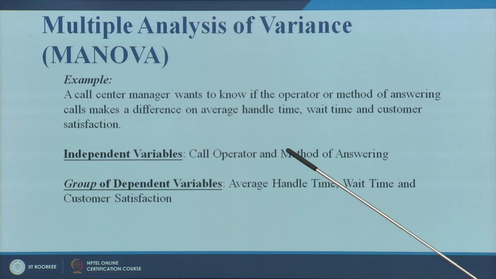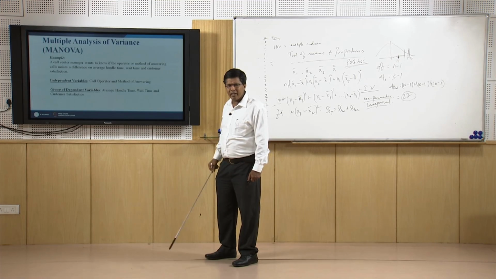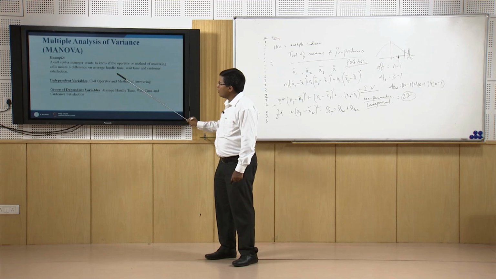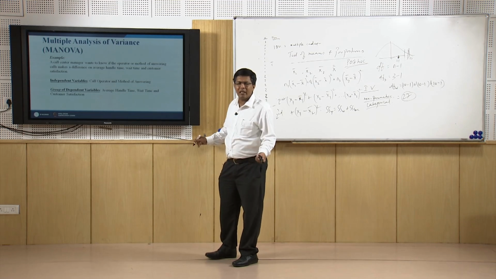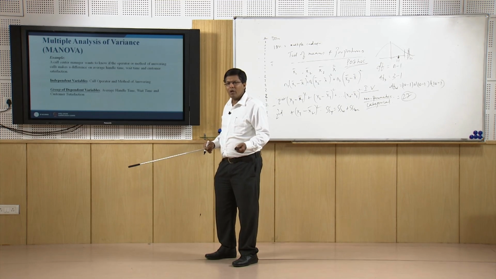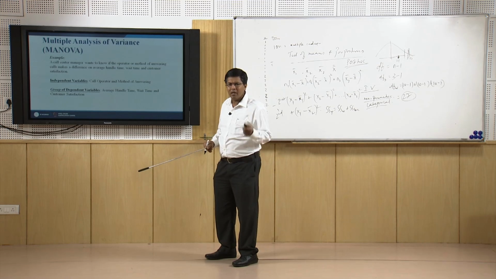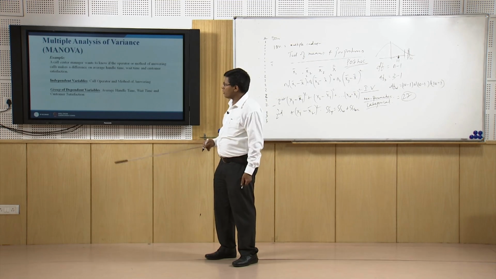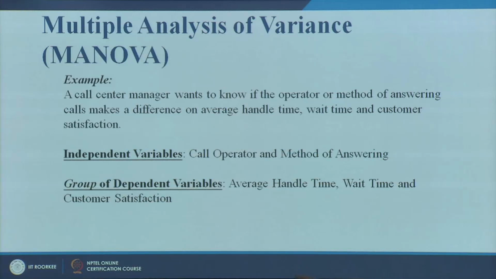And the other is the method of answering. Sometimes the call operator might not be the only factor that can affect the dependent variable, the satisfaction and all. So, it could be the method of answering also, how is he answering. Is he answering through some device which is not very clear, the sound is not going well, or some other device or method which is clearer to the customer.